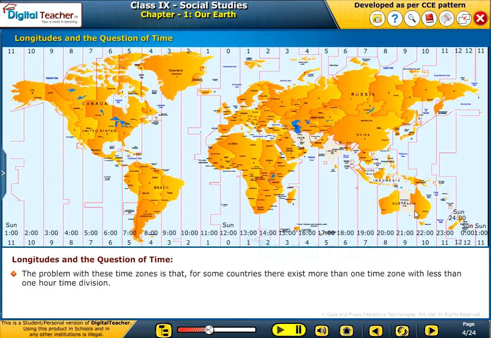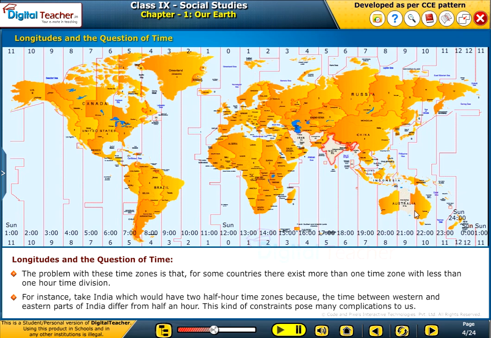The problem with these time zones is that for some countries there exists more than one time zone, with less than 1 hour time division. For instance, take India, which would have 2 half-hour time zones because the time between the western and eastern parts of India differs by half an hour. This kind of constraint poses many complications to us.